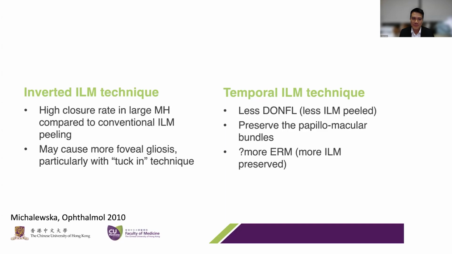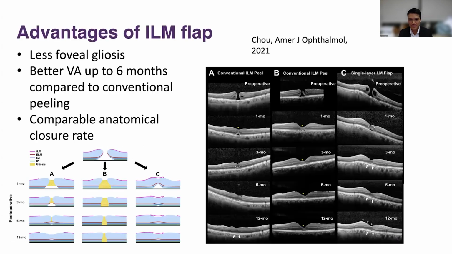So the inverted ILM flap technique has been shown to have high closure rates in large macular holes compared to conventional wide ILM peeling. However, I try not to perform the inverted ILM flap technique nowadays because it may cause excessive foveal gliosis, especially if you do the tuck-in technique where you tuck the ILM flap inside of the macular hole. And in the temporal ILM flap technique, because we peel less ILM, there will also be less DONFL, which stands for dissociated optic nerve fiber layer, and we preserve the papillomacular bundle.